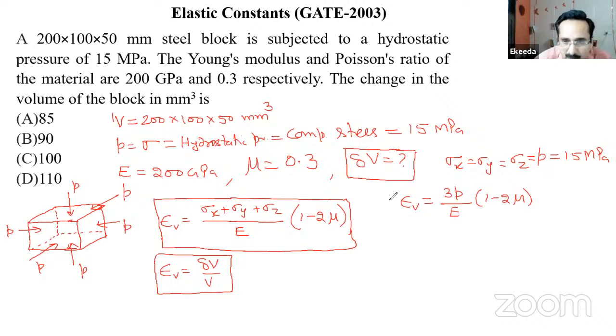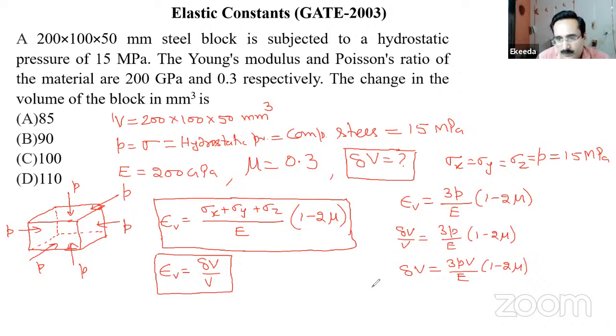So from here, we can write that volumetric strain, the change in volume per unit volume, is 3P by E times (1 minus 2 mu). So from here, we can write the change in volume as 3PV by E times (1 minus 2 mu), right? So we can further solve it. Now, everything is given to us. We can directly apply the formula and find out the value.